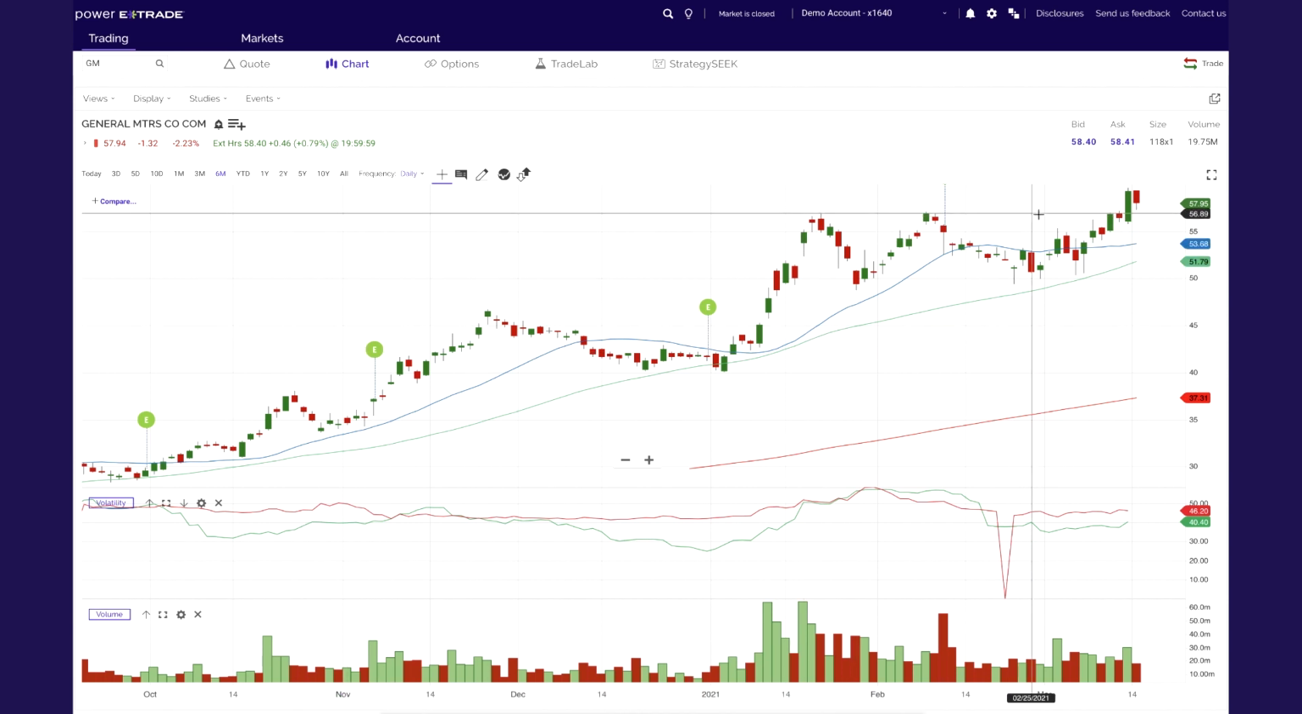If I start by looking at a chart and I'm thinking about placing, let's say in this uptrend on GM, if I'm thinking about buying an option that goes out maybe 90 days in this case with something that is in the money, maybe it has a delta of 0.7 or higher. The natural way for me to do it is to click the trade button in the upper right hand corner. And by the way, you'll find that on every single screen in Power E-Trade, that trade button.